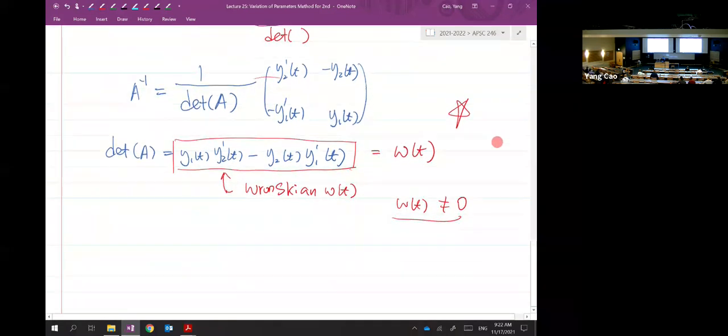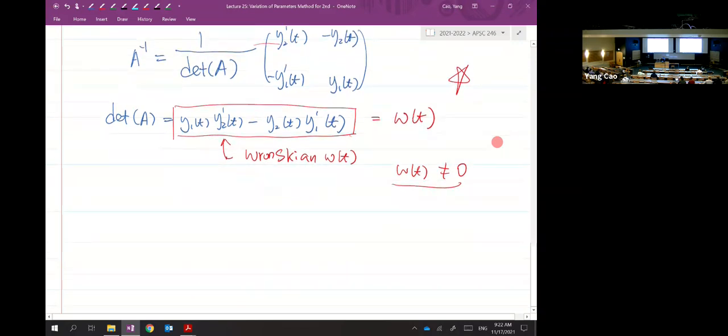Nobody will expect you to be able to write down the determinant of a 3x3 matrix. But as engineers, in my experience, at least for myself, I always try to remember the determinant of a 2x2 matrix. Sorry, the inverse of a 2x2 matrix. All right, so now let's carry on.